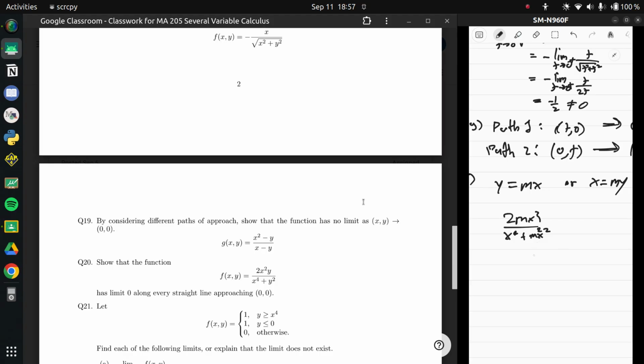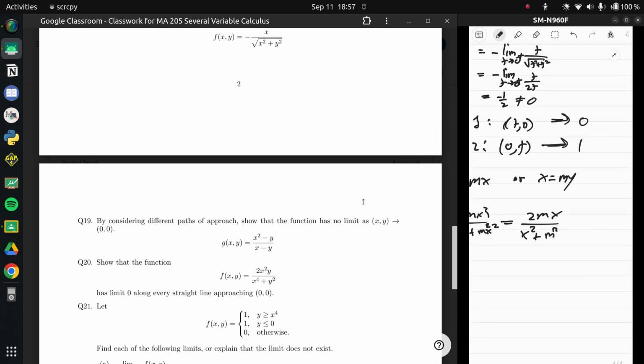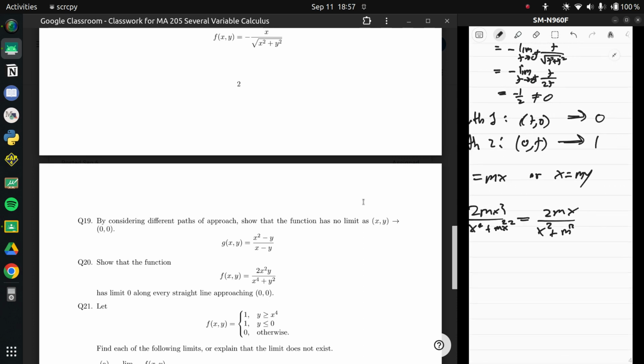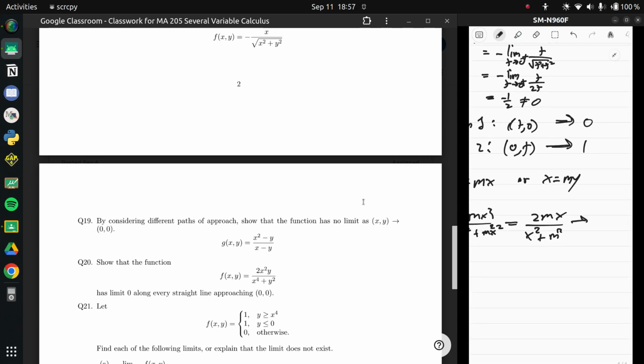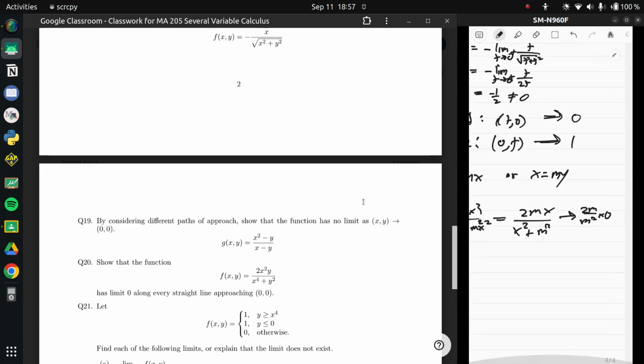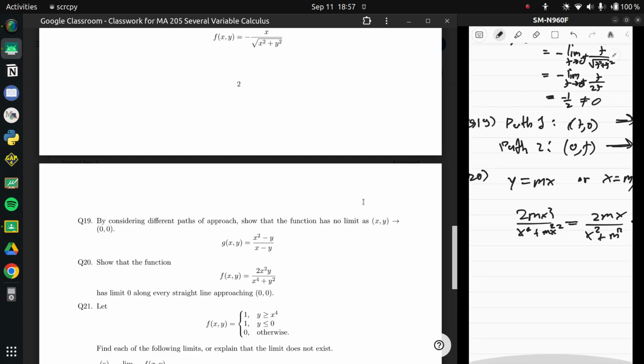Okay, so which is like what, 2mx upon x square plus m square. So yeah, right, which is in fact approaching 2m upon m square times 0, so that's actually just 0. So yeah, that's approaching like that.